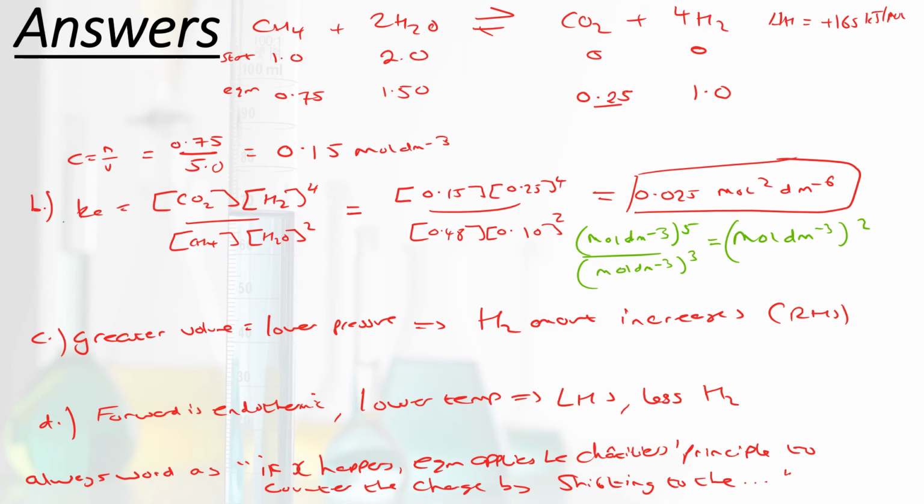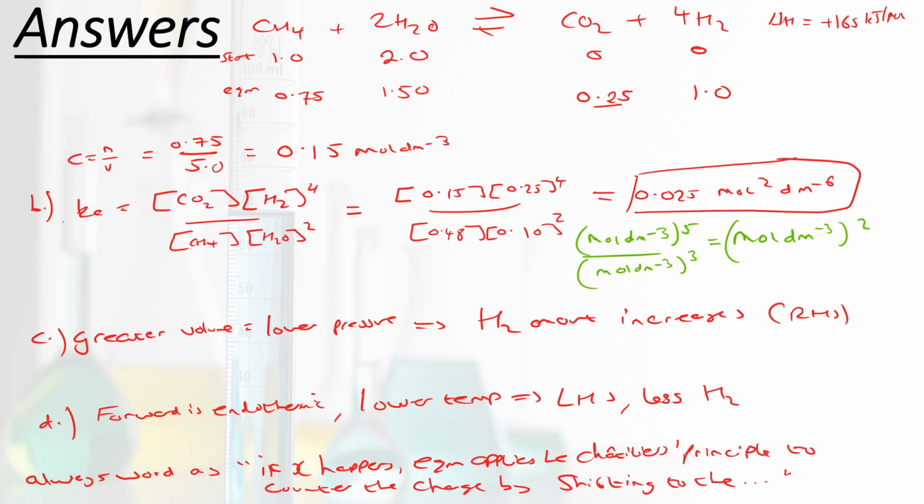And so therefore, if we do this to the power of 5 divided by the power of 3, remember our rules of powers and indices, doing a division essentially is the same as taking away. So 5 minus 3 is 2. And we end up saying mole per decimeter cubed squared. And that's the same as just multiplying the indices together. So we therefore have mole squared decimeter to the minus 6. So our answer for Kc is 0.025 mole squared decimeter to the minus 6.